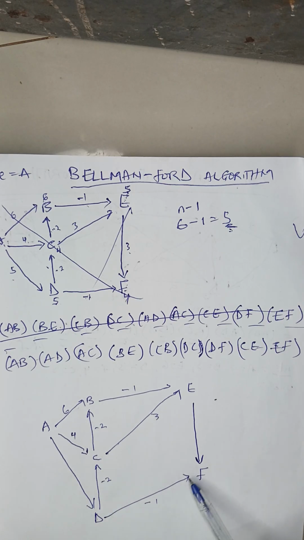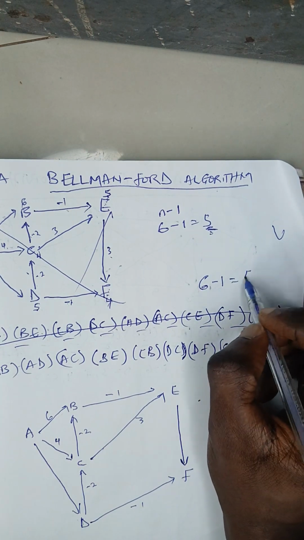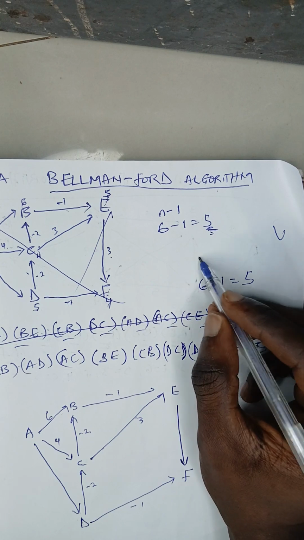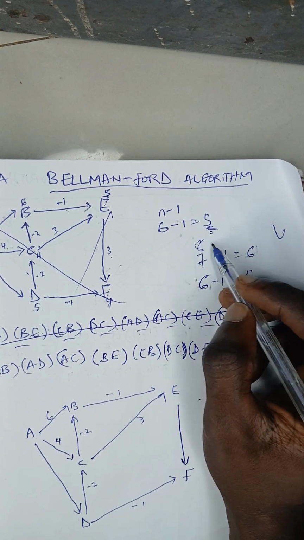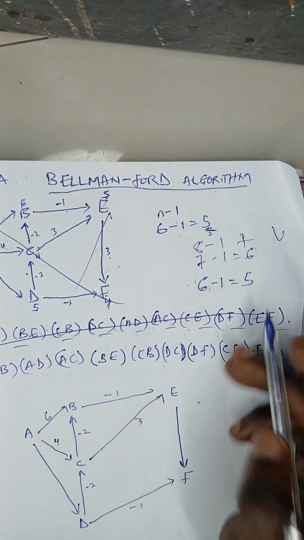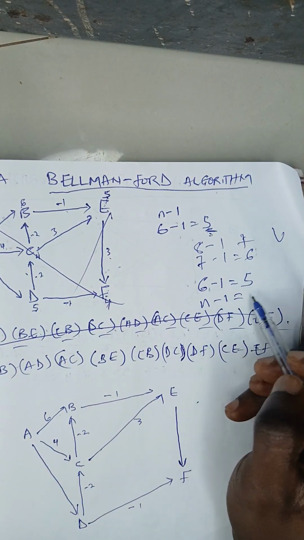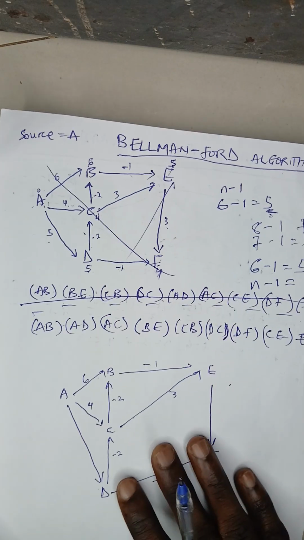2, 3, 4, 5, 6. And Bellman-Ford says that if you have 6, it is 6 minus 1 iteration. That means you do 5 iterations. If you have 7, 7 minus 1, 6 iterations. If you have 8, 8 minus 1, 7 iterations. So it is the number of vertices minus 1 iterations. So we will go over that number of times. Okay.